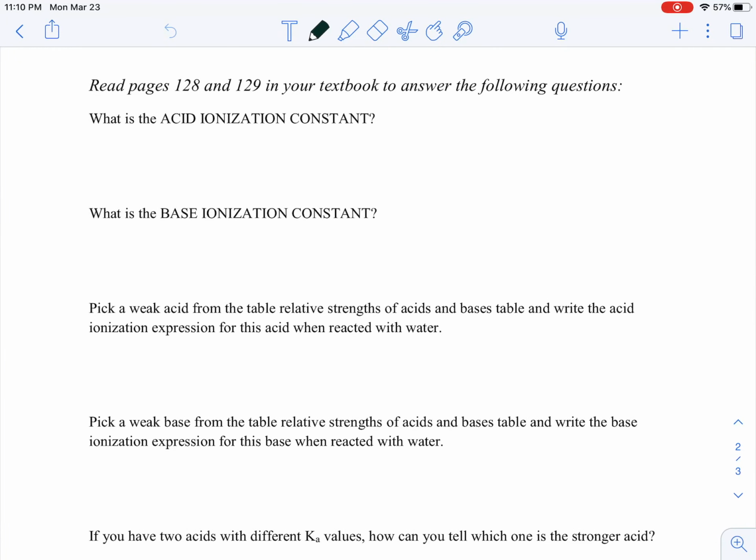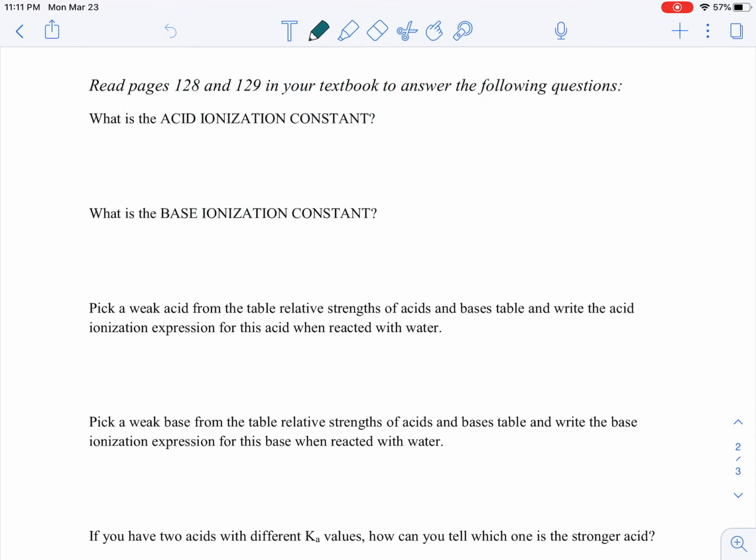So this is the back page. This was something that you were to complete after reading pages 128 and 129 in the textbook. Just going over it as a review, getting us ready for our next topic, where we go into acid and base ionization constants in a little bit more detail.